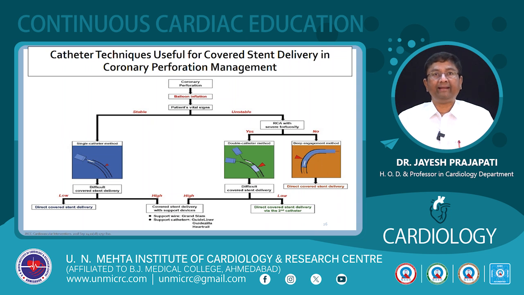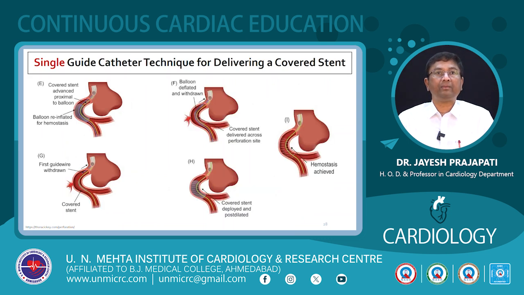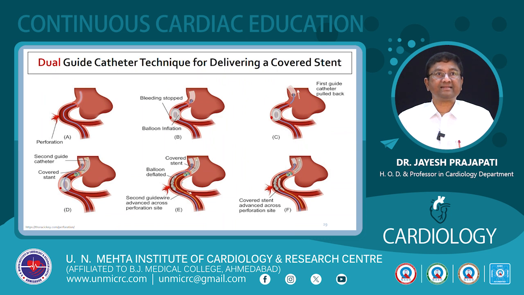So either double guide catheter technique or single guide. Suppose you have a large guide, you can put a second wire side by side, put a micro catheter, or put another stent like the Papyrus kind of stent, where with the 7 French, you can do both the things. So single guide or the double guide technique, we have to be careful. This is diagrammatically what I have told. Keep the balloon inflated. You can pass a second wire.